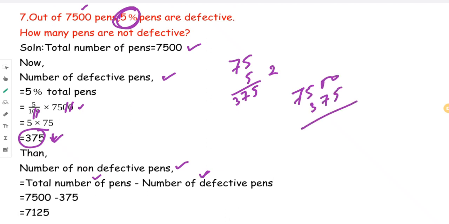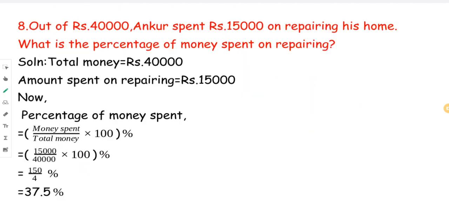Okay, so 7,500 minus 375. So this is 2 less, this will become 4, this is 9, this is 10. 10 minus 5 is 5, 9 minus 7 is 2, 4 minus 3 is 1, then 7. Okay, so that's how we'll get the number of pens that are good, or not defective, to be equal to 7,125.